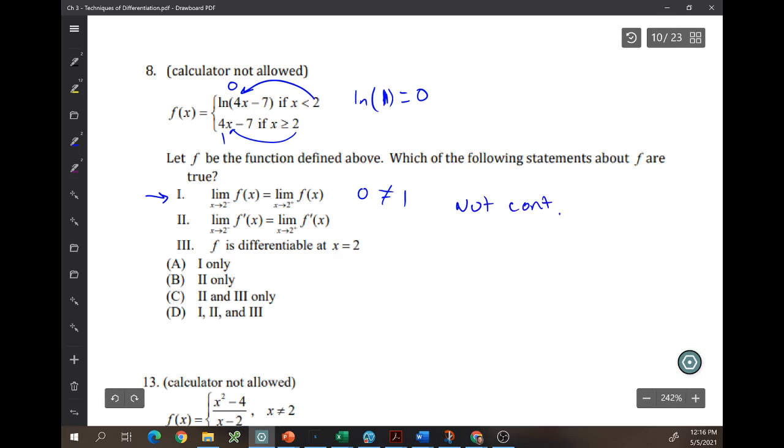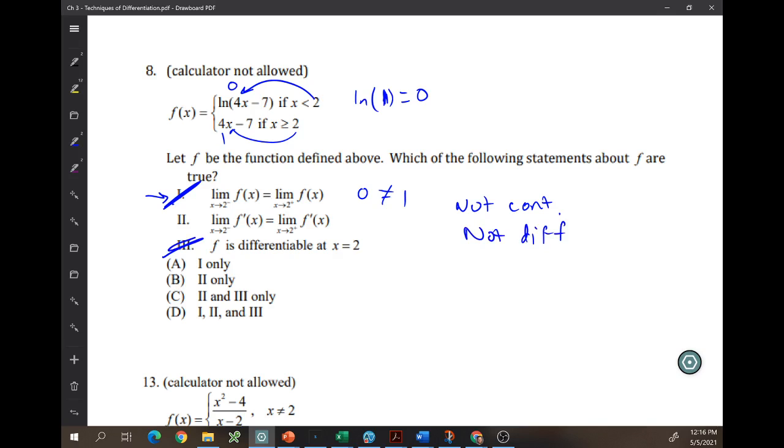Which means that now it's not continuous. If it's not continuous, I immediately know it cannot be differentiable. So really my only answer is B. But let's just make sure.